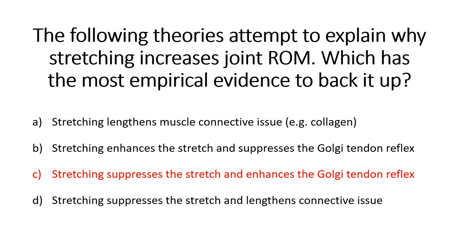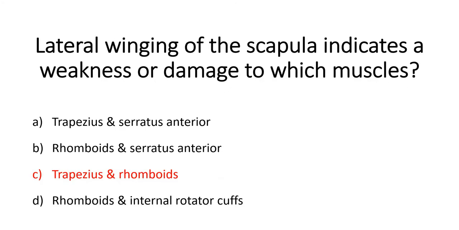Okay then, so lateral winging of the scapula indicates weakness or damage in which muscles? Drumroll, it is C, the trapezius and rhomboids. Mainly the trapezius, but the rhomboids can be associated with lateral winging, obviously because of their position and their sites of attachment.